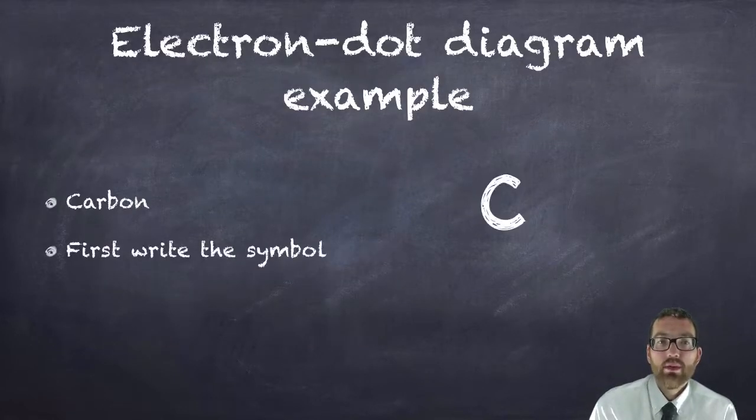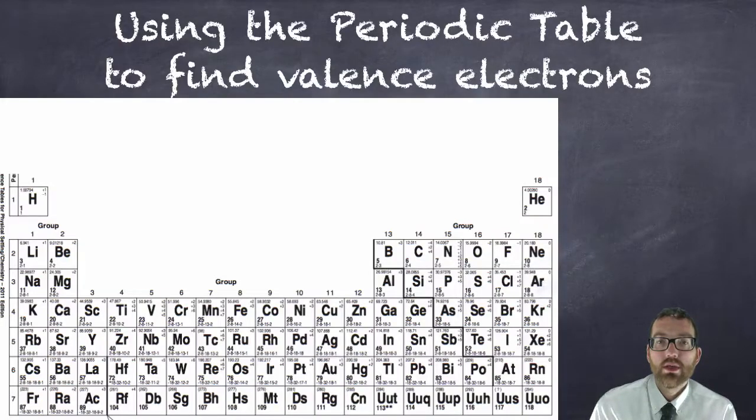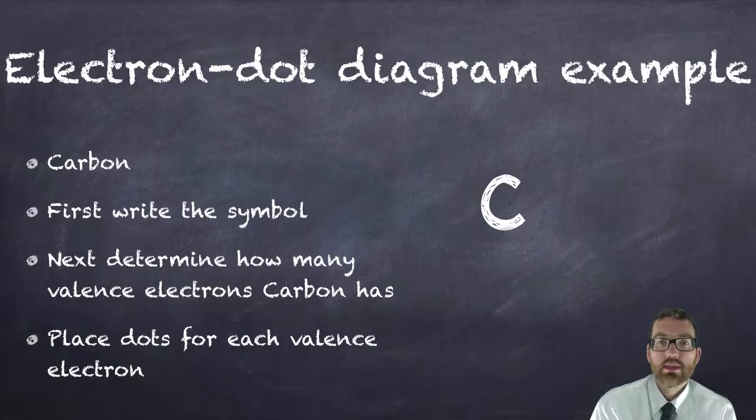Next we have carbon. We write the symbol for carbon, which is C, and figure out how many valence electrons we need to draw. If you find carbon, it is in group 14, which means of course it has 4 valence electrons. Now we spread them all out. We don't pair them up anymore. 1, 2, 3, 4.